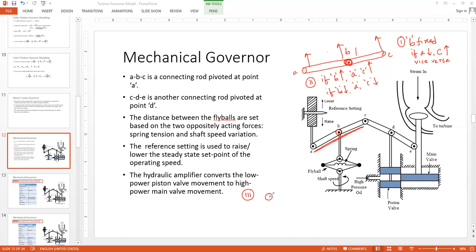Now, on the other hand, B is the pivot point, no problem, but A is somehow fixed. If we fix A, then B goes up. What will happen to C? A is fixed. A is not moving, but B goes up. What will happen to C? Will it remain fixed or will it move?